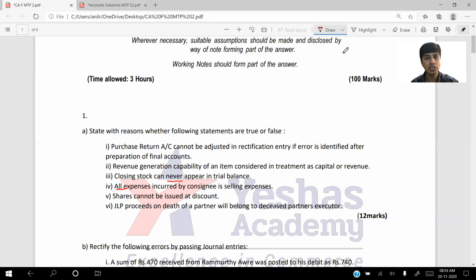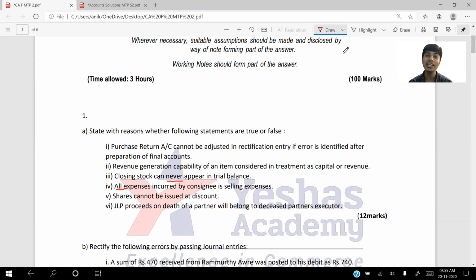Shares cannot be issued at discount. Prima facie, the answer might look yes, true. But don't jump to conclusions, because we have to see Section 53 a little more neatly. Section 53 of the Companies Act 2013 says that shares cannot be issued at discount. I agree. But I'm not done. Listen.